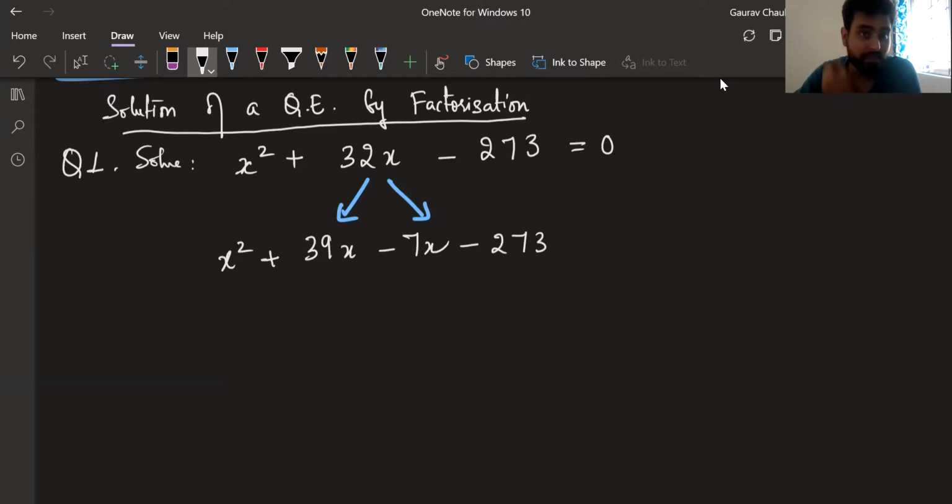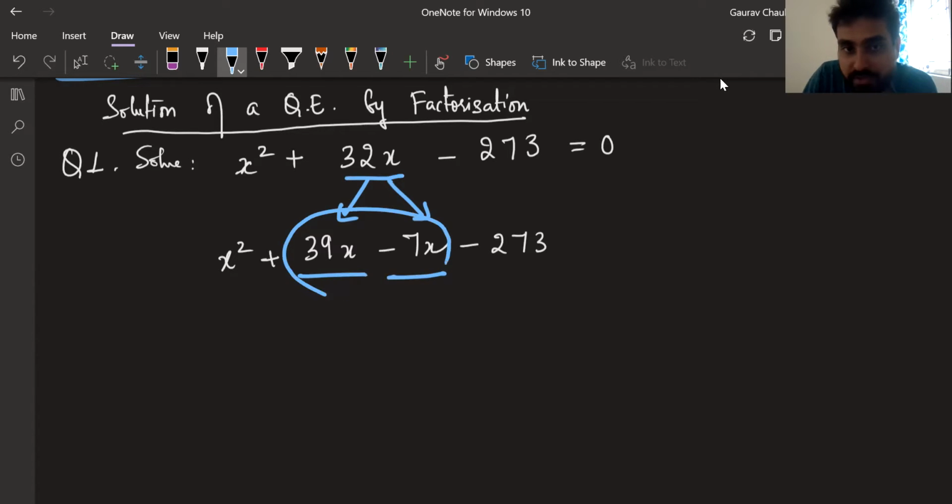What you have done is taken 32x and made it into two terms, 39 minus 7. If you do this calculation, you will again get 32 only. That's what Bindu is doing: 39x minus 7x will give you 32x. But we are splitting this term so that we can start taking common things out. How are you doing this splitting?